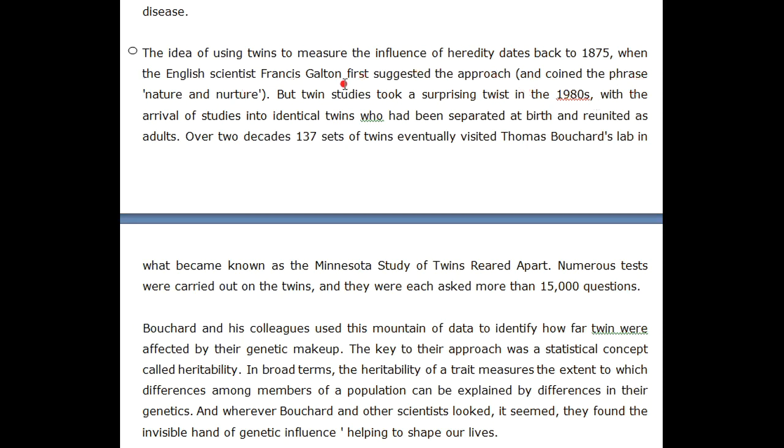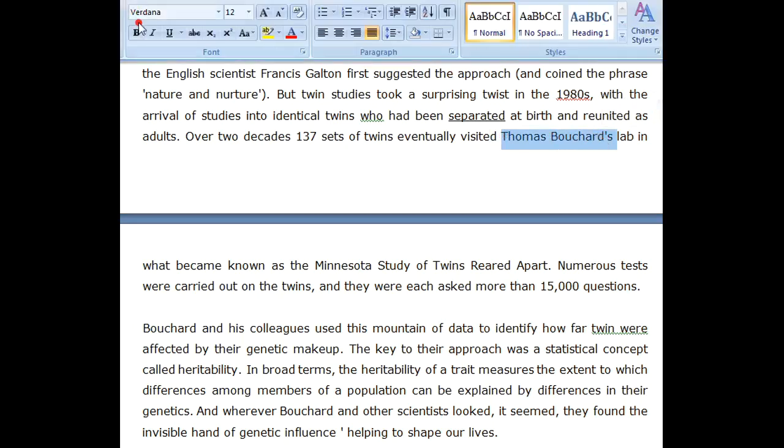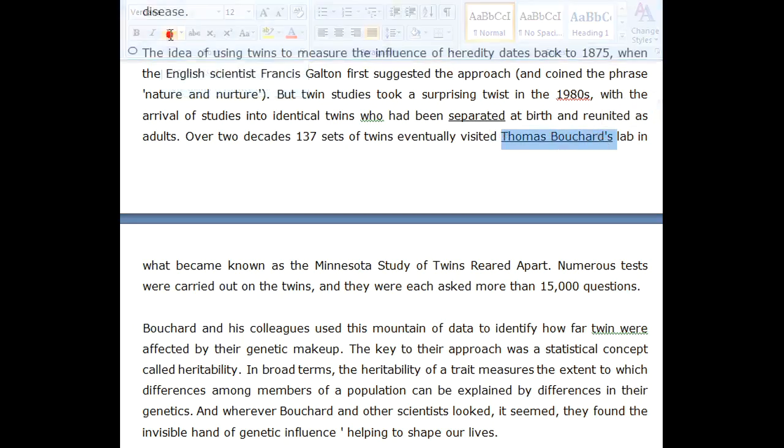But I have got another name. I have to find Bouchard. But twins study took a surprising twist with the arrival of studies in two identical twins who had been separated at birth. So I have got another keyword actually. Separated at birth is also a keyword, but I haven't got the name Bouchard, so I have to wait. And reunited as adults over 2 decades, visited Thomas Bouchard's lab. Okay, so actually this is about Bouchard, they're saying. So I have to find out whether it had been advertised or not.